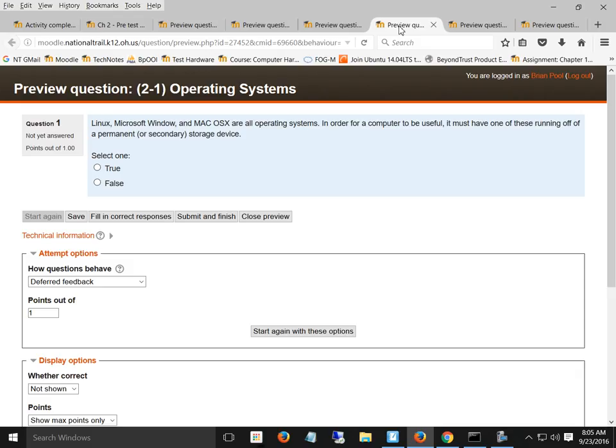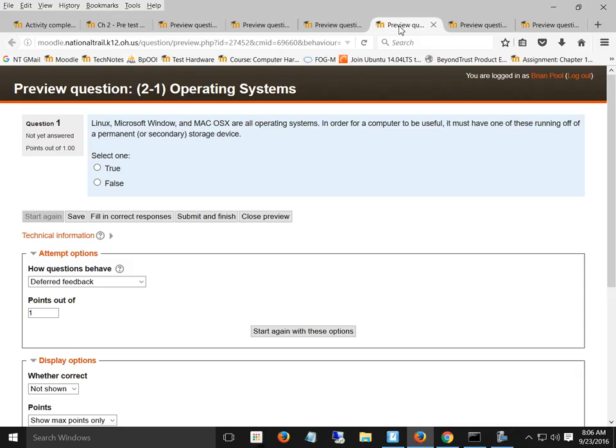Yeah. In order for a computer to be used, it must have one of these running off of permanent or secondary storage. Yes, in order for it to be used, you have to have an operating system. Okay? Because what would you do with a computer without an operating system? It would not be useful. And I'm giving those as examples of operating systems, but this doesn't even have to be part of the sentence for it to be true or false, right? All this says is Linux, and these are operating systems.